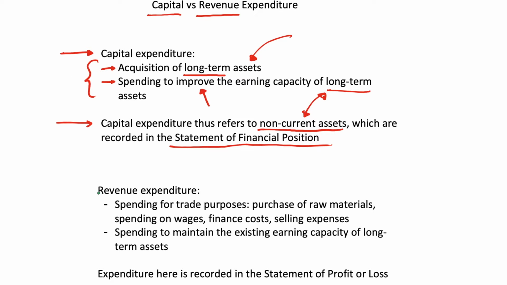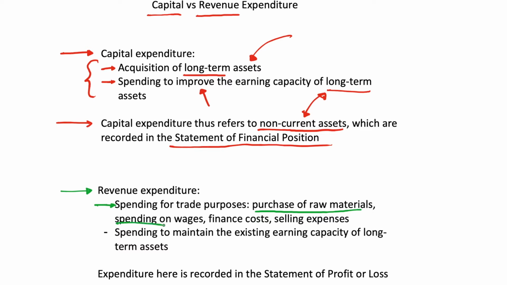What then do we mean by revenue expenditure? Well, this is going to be expenditure for trade purposes. What do we mean by trade purposes? Well, this could include purchases of raw materials, spending on wages, finance costs, or selling expenses. So there are loads of trade purposes we can have, but you'll notice that these are more short-term expenditures. So for trade purposes, if we are producing goods, we're going to need the raw materials, or just the materials that we need to actually make our good.